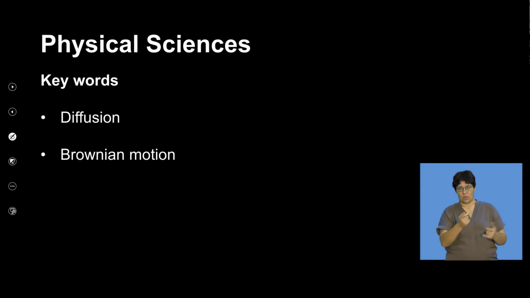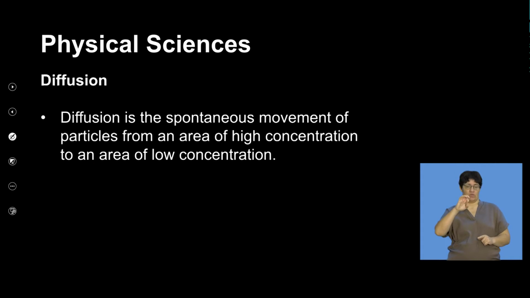So what are the keywords that will be used quite often in our discussion today? The key terms are diffusion as well as Brownian motion. Brownian motion is written with a capital B. Why? Because it was named after a scientist, so it's somebody's name. Hence, we call it the Brownian motion.